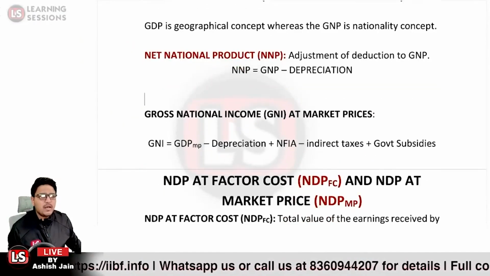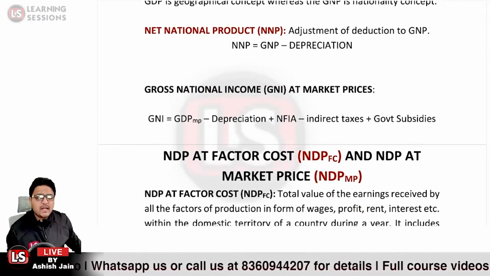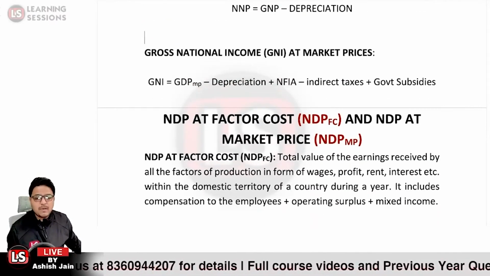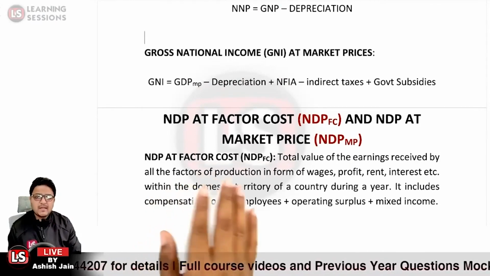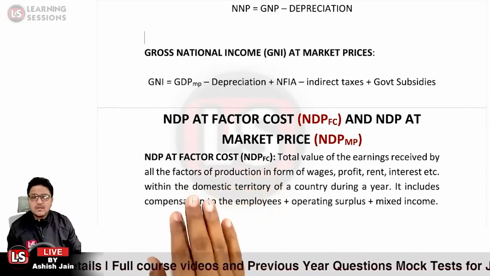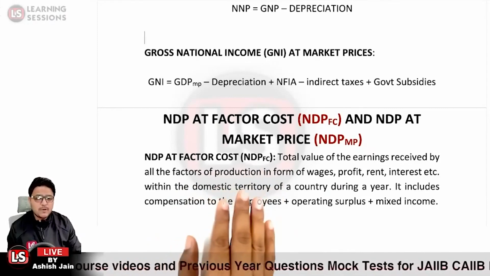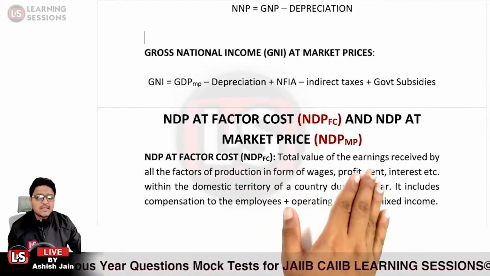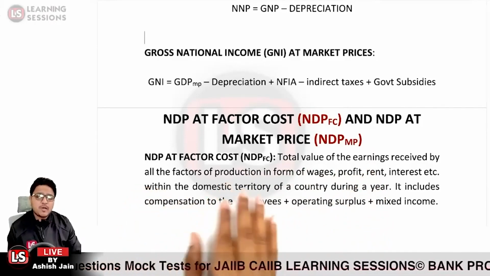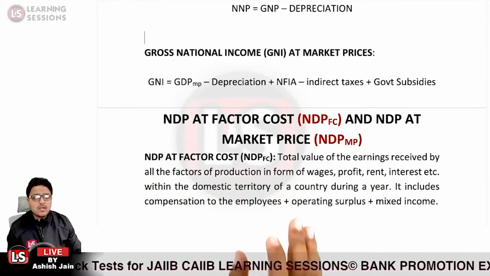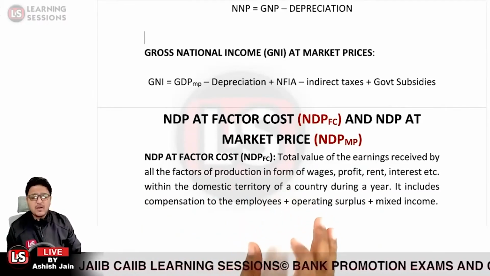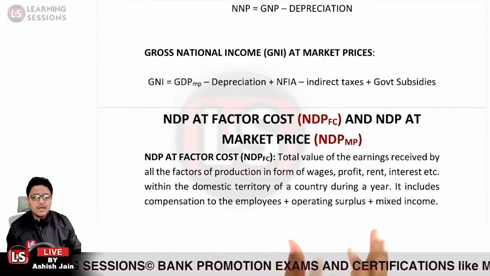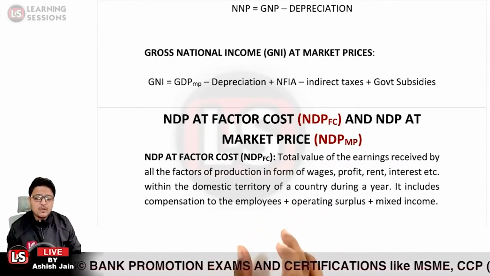Next, it is equal to NDP at factor cost and NDP at market price. Let us first understand the NDP at factor cost. NDP is net domestic product, but at factor cost. So it is the total value of the earnings received by all the factors of production in the form of wages, profit, rent, interest within the domestic territory of a country during the year.